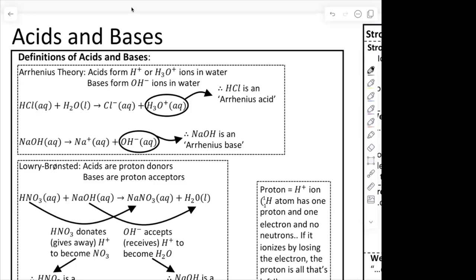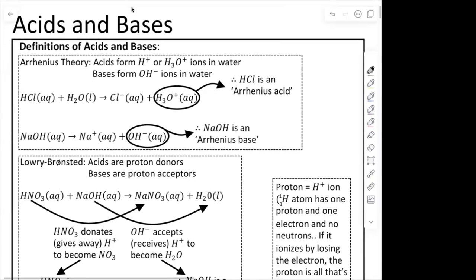Acids and bases. The first thing you'll always have to deal with is always question 7.1. They'll say to you, define an acid in terms of the Lowry-Brønsted model, or define a base in terms of the Lowry-Brønsted model. So let's look at that definition of acids and bases.